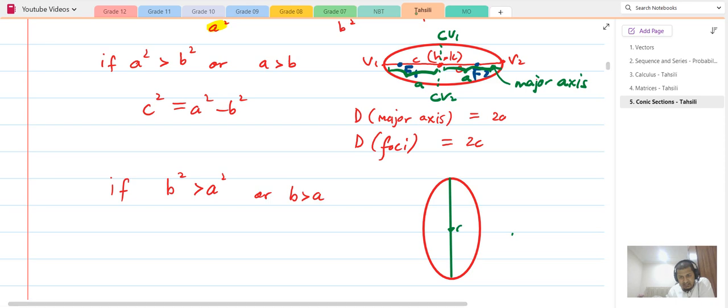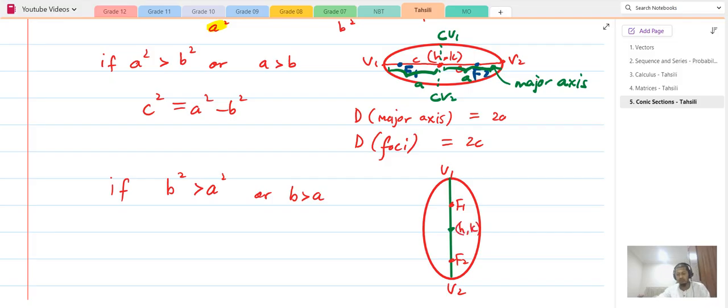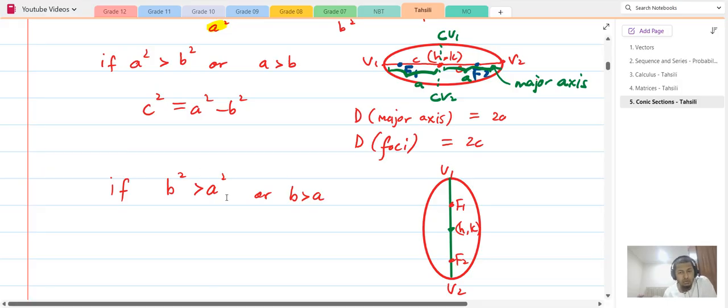So again, the center is here, the vertices are here, vertex 1, vertex 2, the foci are here, focus 1, focus 2, and that's the center, which is (h, k). I should just write h and k there. So this is all your notes on the ellipse, and now we can start solving problems, because these are the main concepts that you need to know.